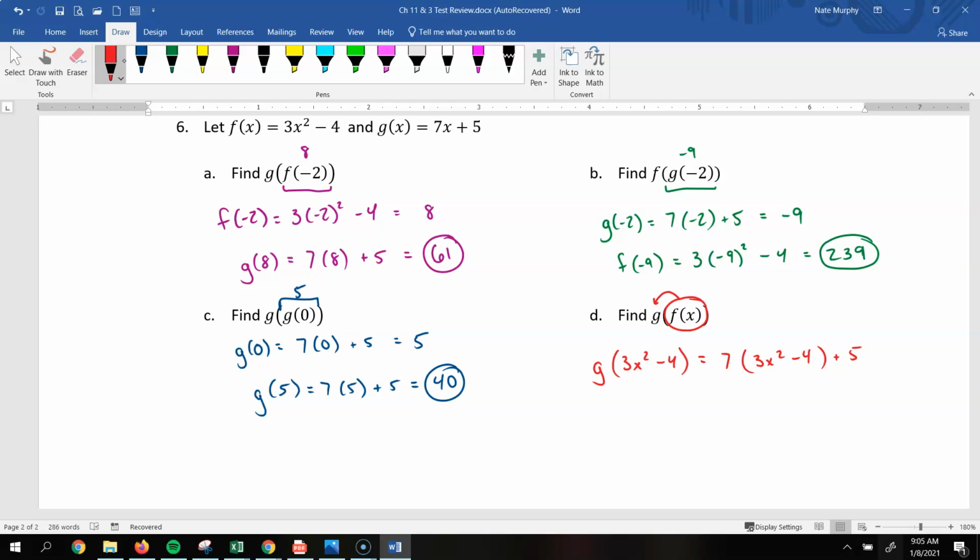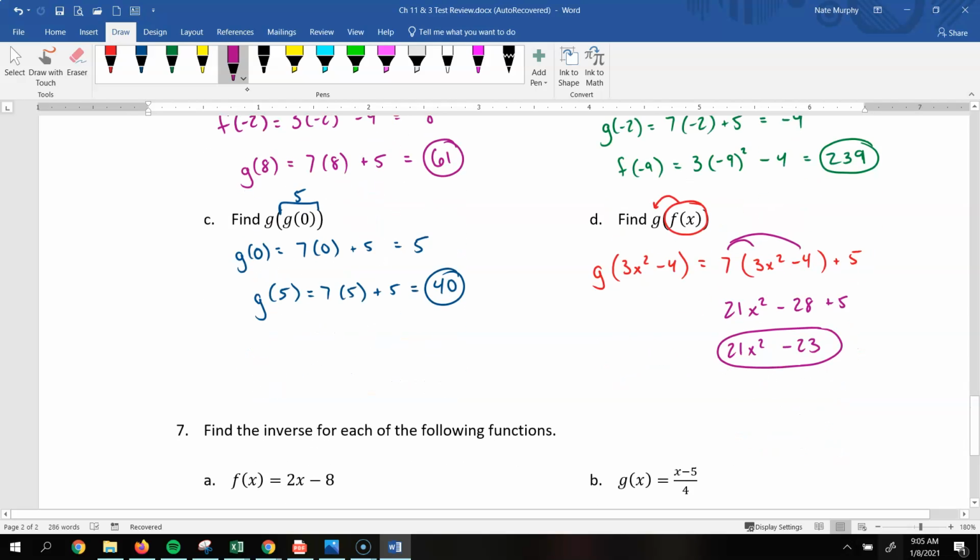So now I'm just going to simplify this by first distributing the 7 through. So 7 times 3 is 21. So we have 21x squared minus 7 times 4, which is 28. And then we bring down the plus 5. And then lastly, we can't do anything with 21x squared, but negative 28 plus 5 would be negative 23. And that would be your final answer for 6D.